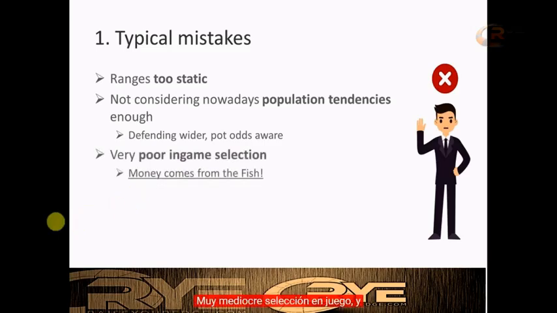Very poor game selection, and this is basically the most crucial mistake. What people are not understanding is that money comes from the fish. So if you're not playing enough hands against the fish, or you're not adapting properly, you're not going to increase your win rate.